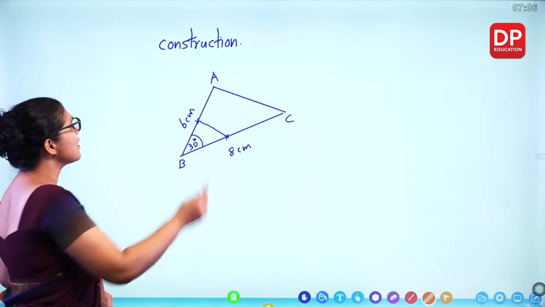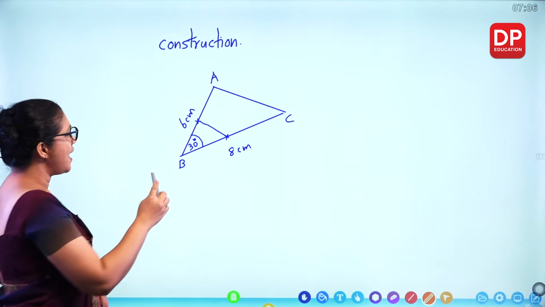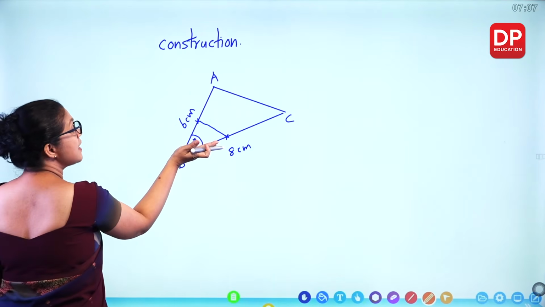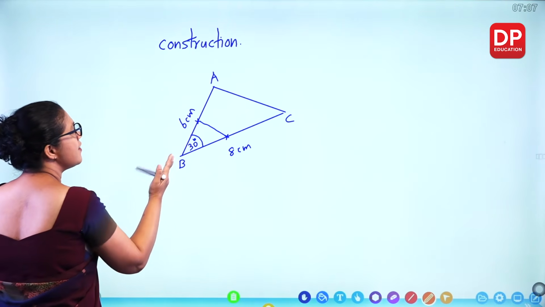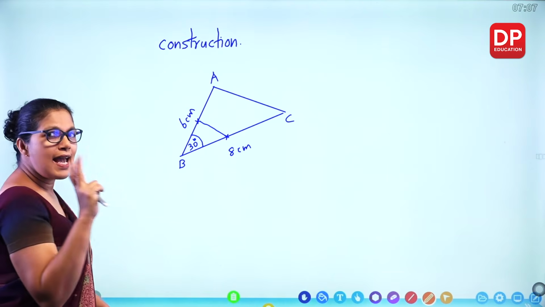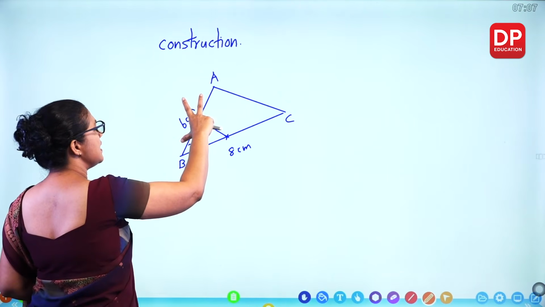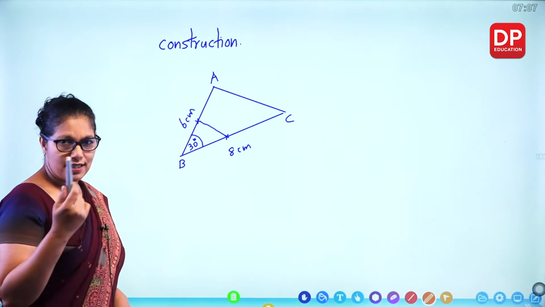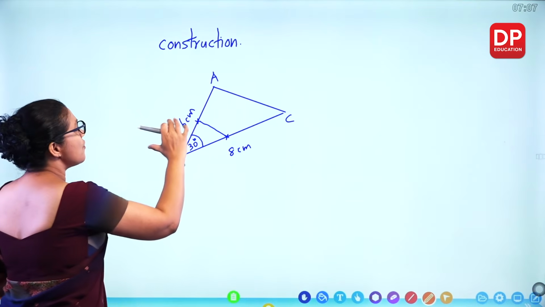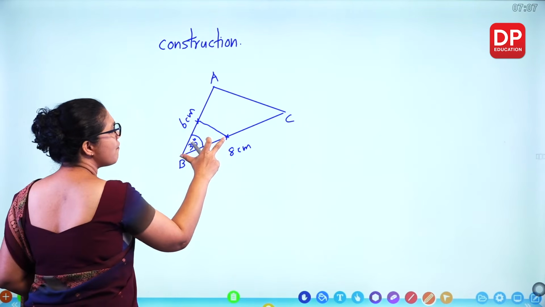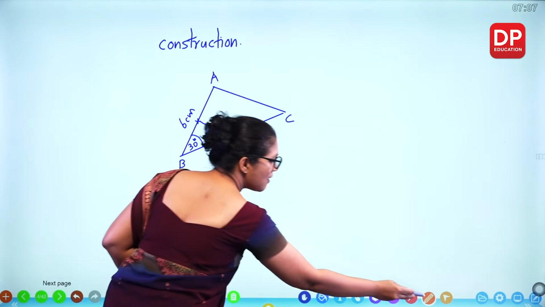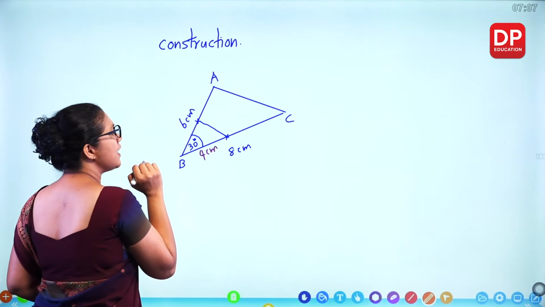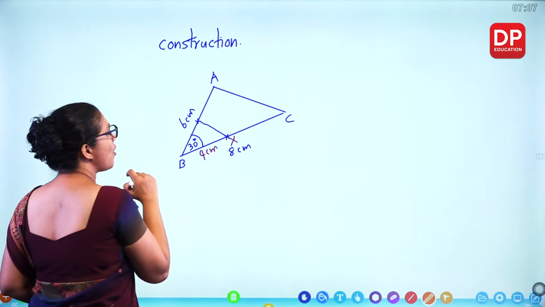Now we'll take a small construction. Take your ruler and measure an 8 centimeter length. Then take the protractor, measure a 30-degree angle and draw the BA line, then measure 6 centimeters and mark the point A. So this is the triangle you need to construct. Do that and see. Then take half of it, that means 4 centimeters away from B. Mark the point X. That's the midpoint of BC.